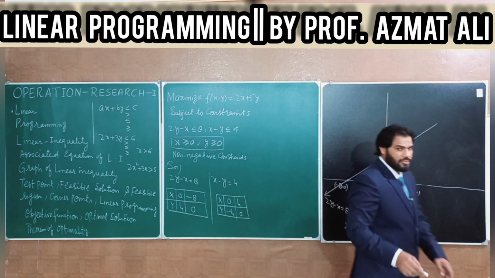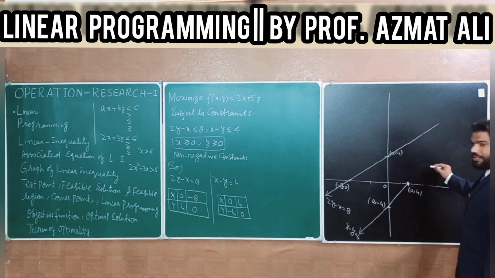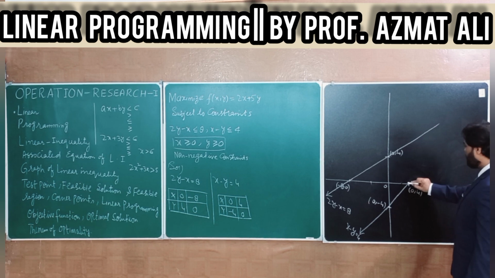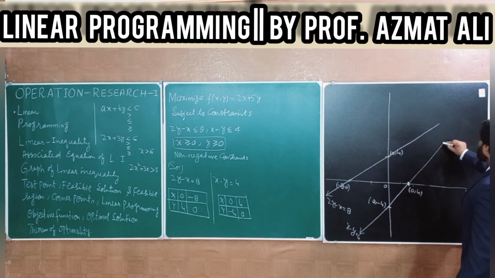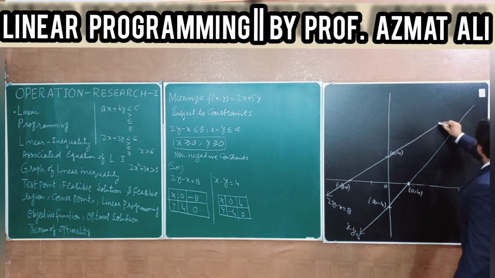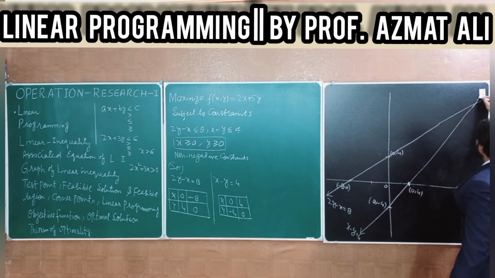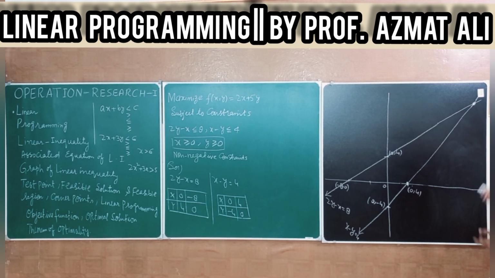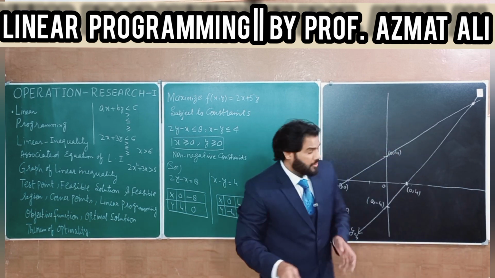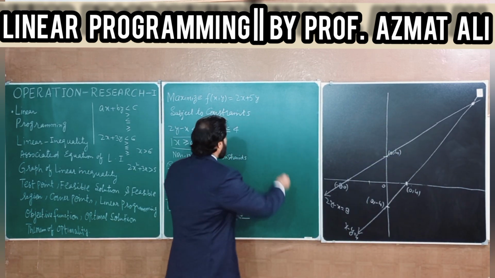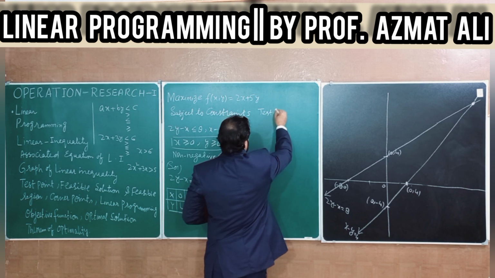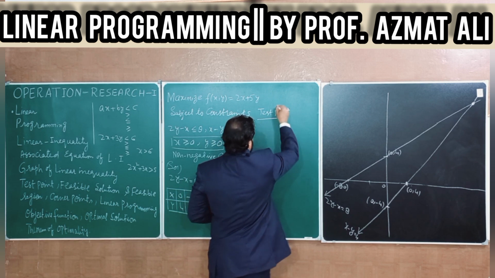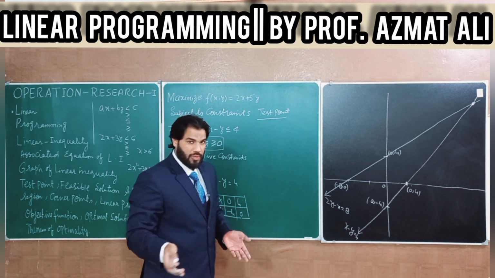By extending these two lines, they will intersect each other at some point. Suppose these two lines intersect each other at this point, and this is the point of intersection of these two linear equations. Next we will take a test point. We take (0, 0) as the test point.